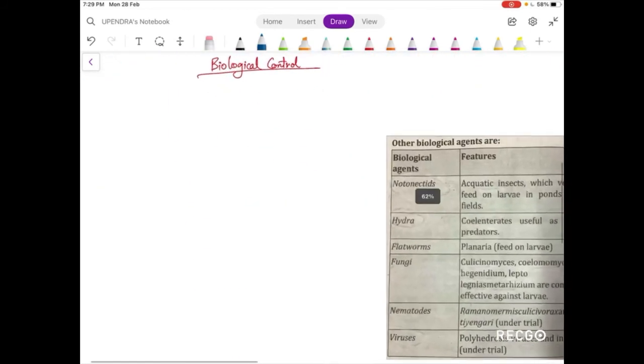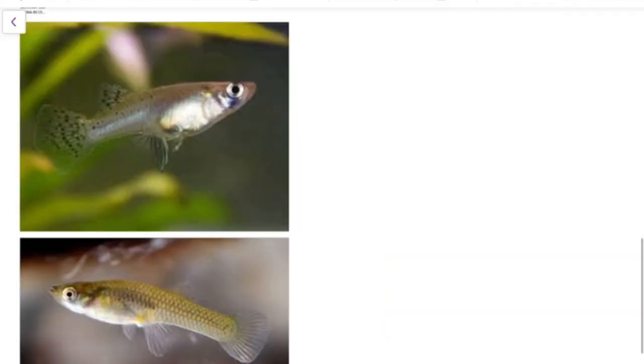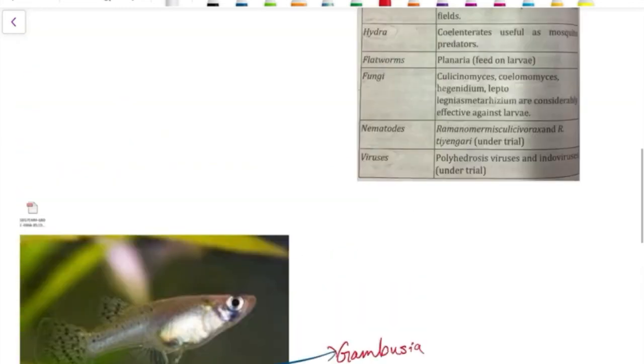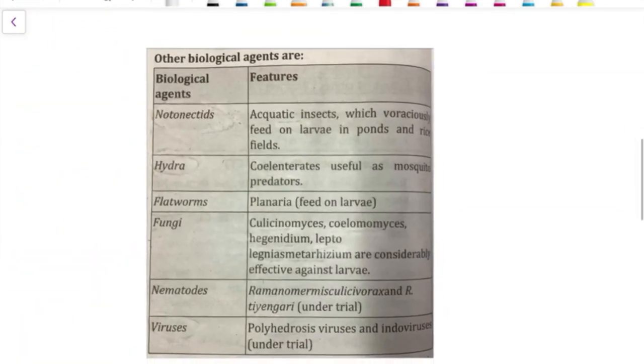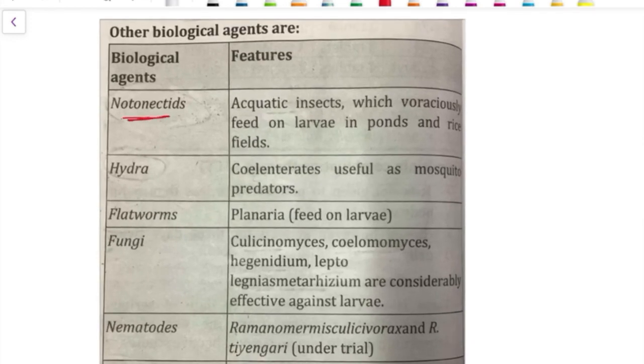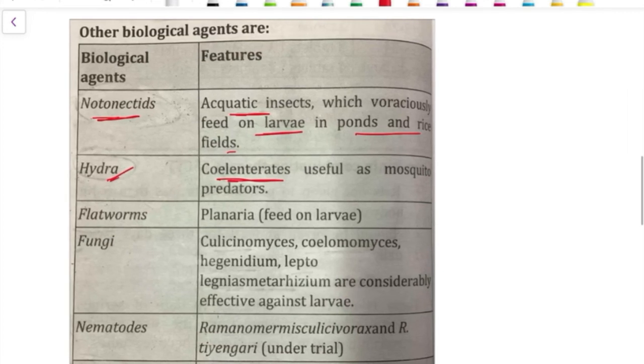So talking about larvivorous fish, these are gambusia fishes, and gambusia fishes are larvivorous. And some other biological agents we can use. There are notonectids. Notonectids are aquatic insects which voraciously feed on larvae in ponds and rice fields. Hydra are coelenterates useful as mosquito predators. Planaria, flatworms, also feed on larvae.